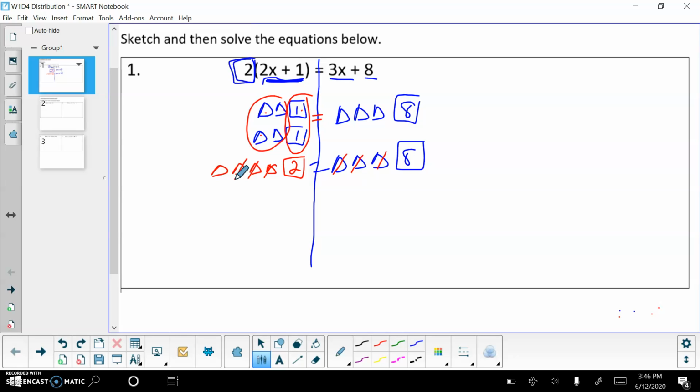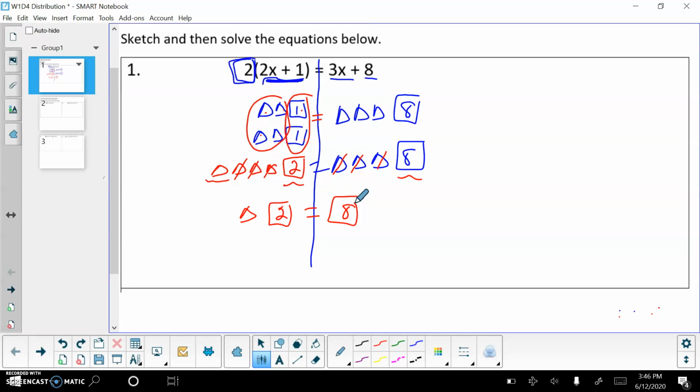Now, I can't take away any more triangles because I don't have any more on the right. So I'm just going to re-sketch it. I've got this one triangle left over, and I've got this 2 cube. And then on the other side, I've got this 8 cube. Now, just like I can take away triangles from both sides, I can take away cubes from both sides. Remember, the whole point is to get the triangle by itself.